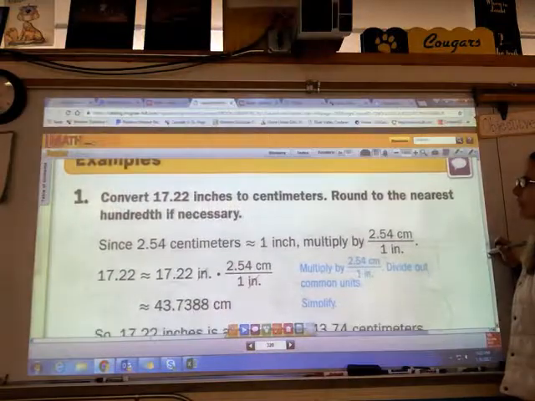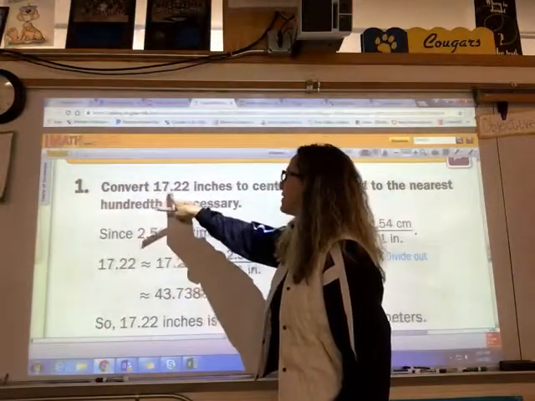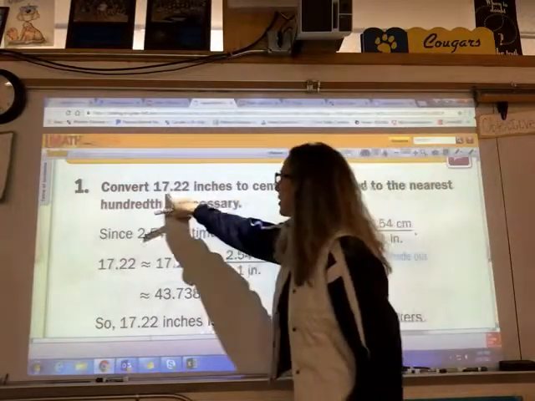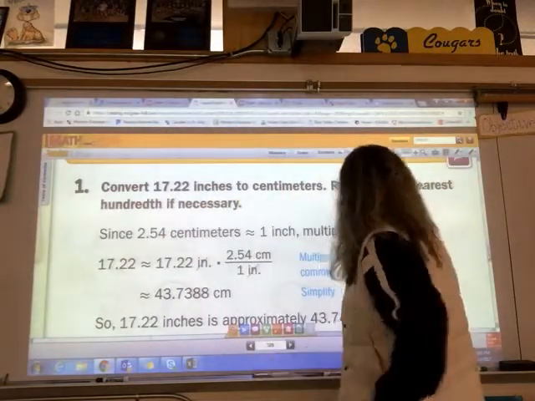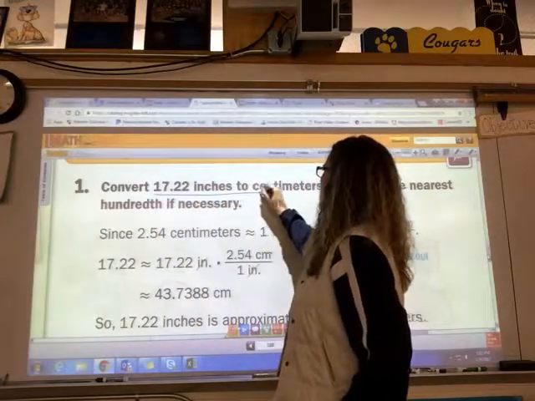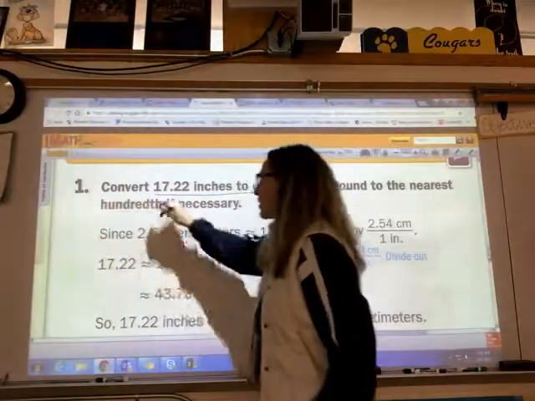They are giving you a couple examples to look at, okay? So they would like you to convert 17 and 22/100 inches to centimeters. So this is the important part right here when you think about this, okay? I know that I have 17 and 22/100 inches and I need to take it to centimeters. Also, I'm rounding to the nearest hundredth.